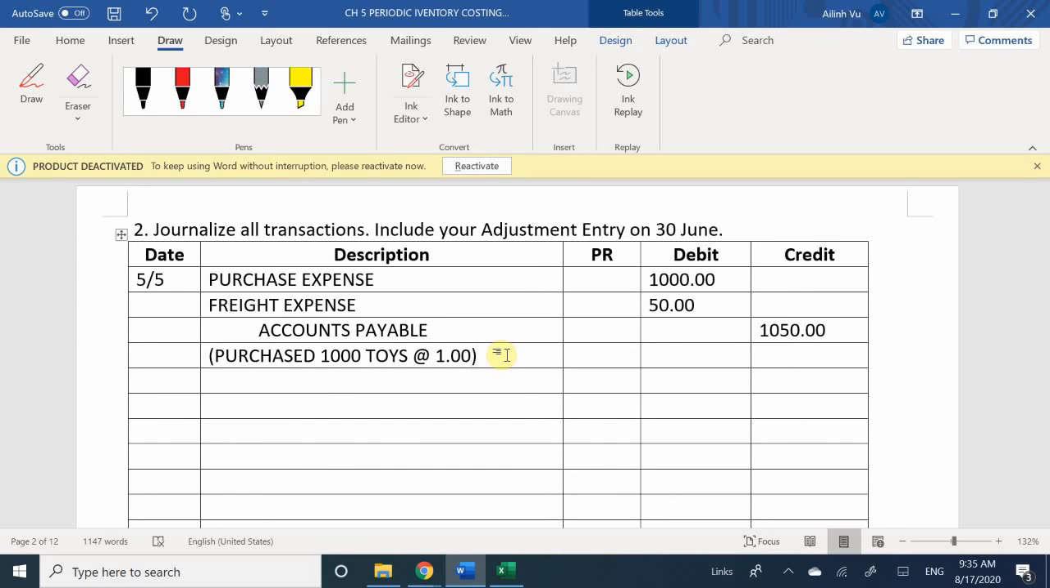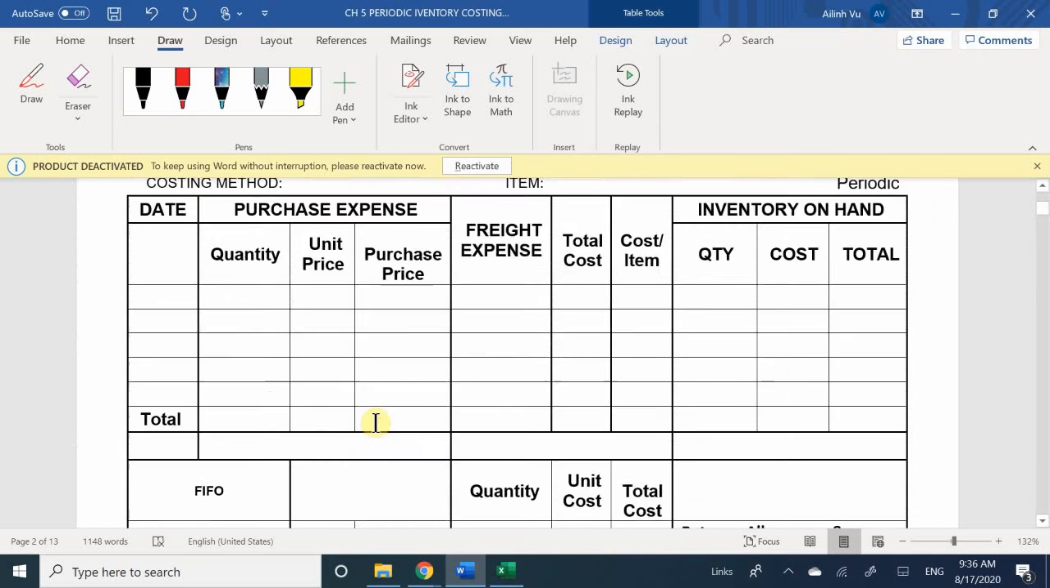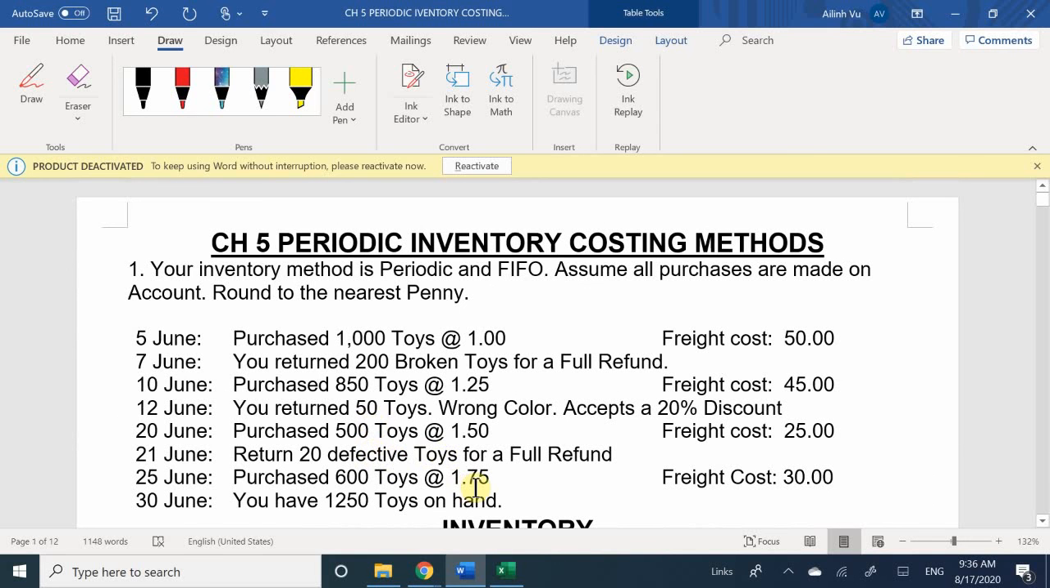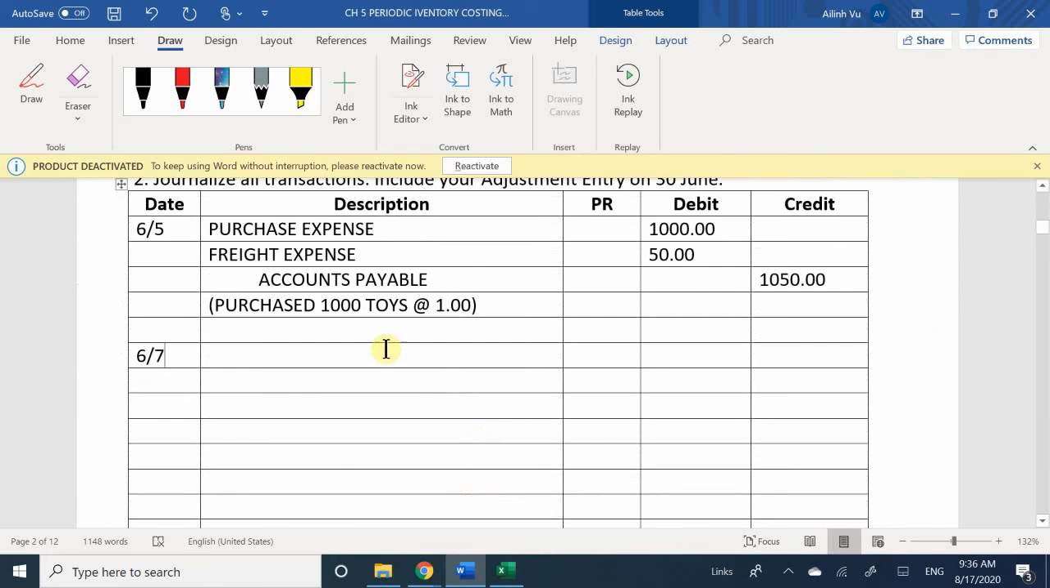Okay, at $1 each, right? Now, what happened next was on June, oh, I put 5. June 7. Let me change this real quick to June 7. On June 7, we returned 200 broken toys at a full refund. Okay, so how do we journalize this?